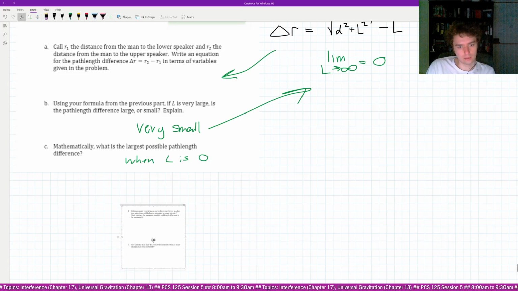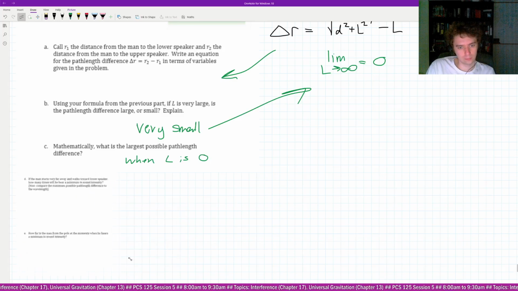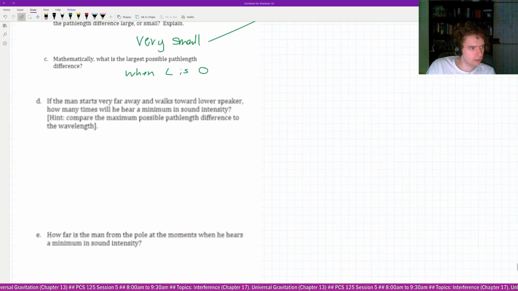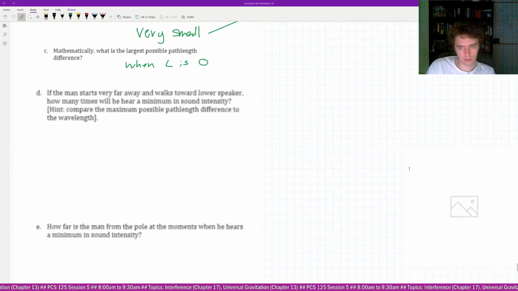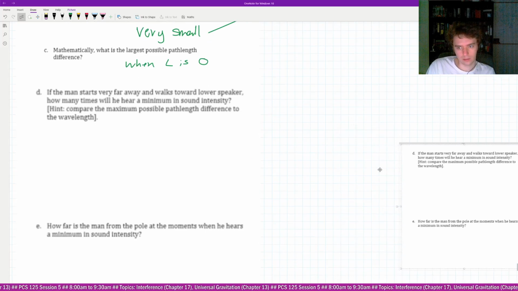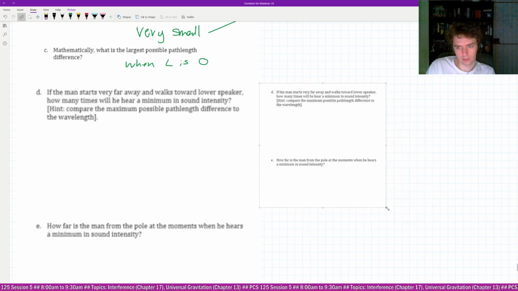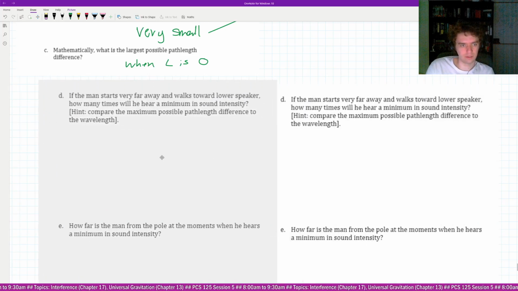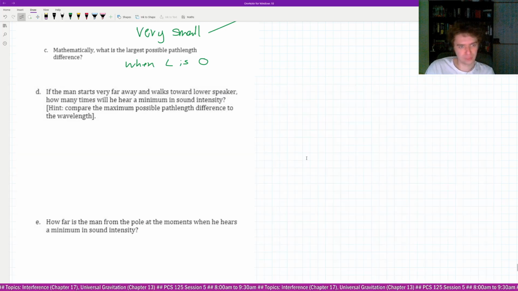Let's take a look at the next one. Can I get a better, is this higher quality? Yeah, I don't know why that first one, I think I just grabbed it out of the chat. So if the man starts very far away and walks towards the loudspeaker, how many times will he hear a minimum in the sound intensity? Compare the maximum possible path length difference to the wavelength.